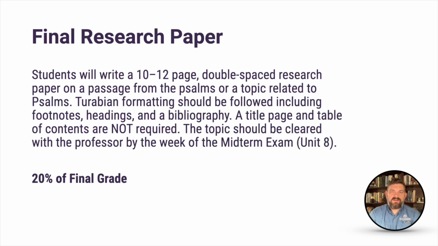And then you will have a final research paper, 10 to 12 pages, double-spaced in full Turabian format. The only 2 things you aren't going to need is a table of contents and a title page. But everything else should have footnotes, headings, bibliography, and be properly formatted. Now, you could choose to do an exegesis paper on a particular psalm or group of psalms, or you could choose to do a topic from the Psalms.